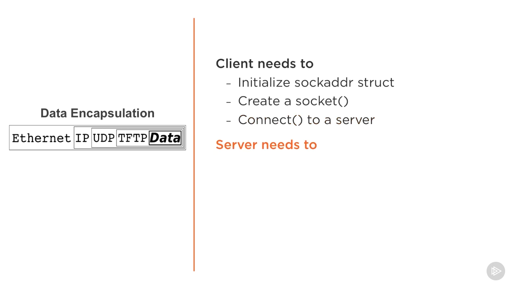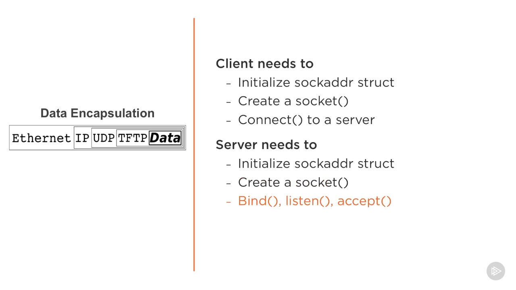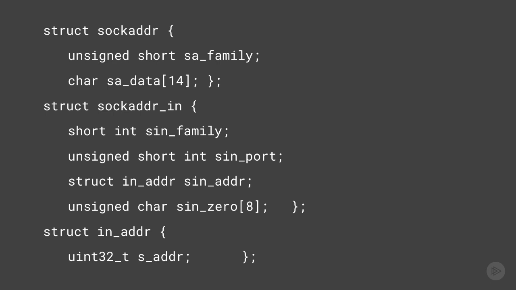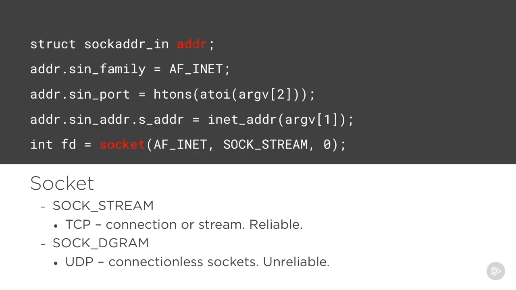If you're the server, you need to initialize a structure, create a socket, and then bind, listen, accept. It's a pretty simple idea, so let's just walk through the code. Here's the sockaddr structure, 16 bytes in size traditionally, and the sockaddr_in overrides that more specifically to break down the family, the port, and the IP address. The in_addr is a 4-byte value that holds the typical IPv4 IP address.